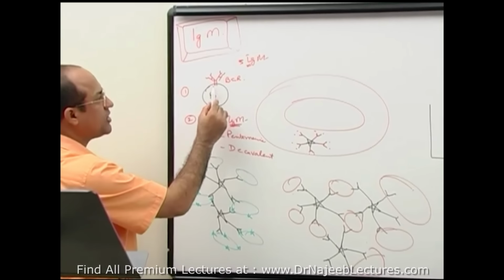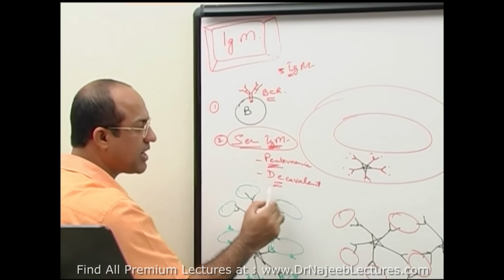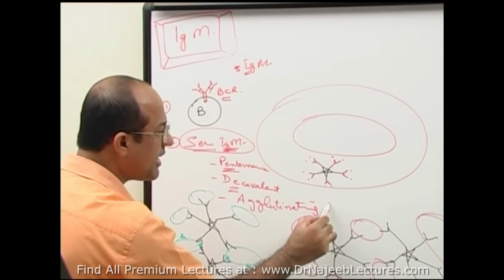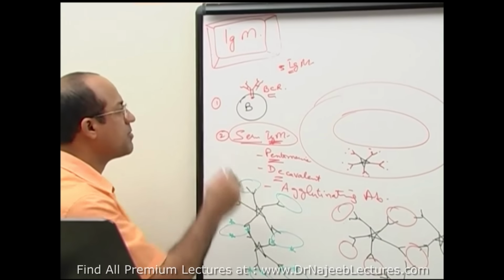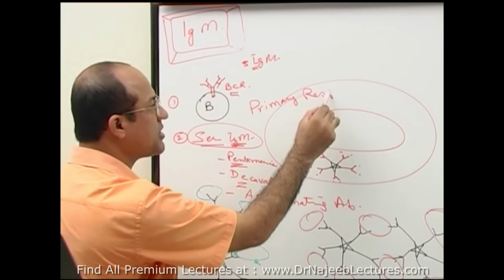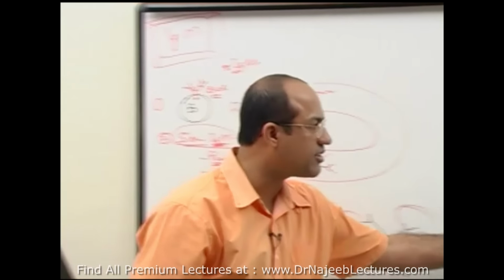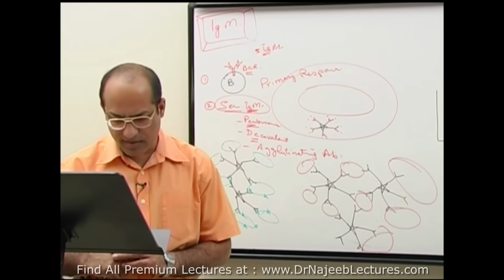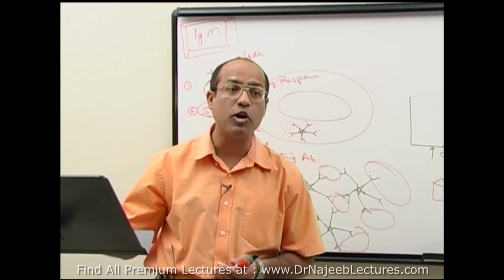So number 1, IgM acts as the B cell receptor. IgM in the blood or serum is pentameric and decavalent, and it is agglutinating. These are agglutinating antibodies, and of course you will remember this is the antibody of primary response or secondary response? Primary response. In primary response, IgM is the main antibody. In secondary response, it is far less than IgG. Am I clear?